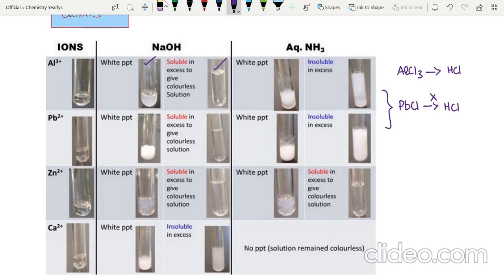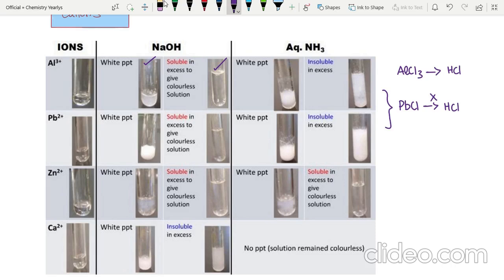Zinc forms just a very small precipitate upon the addition of NaOH, and it rapidly gives a colorless solution upon the addition of excess NaOH. While in ammonia, it also forms the white precipitate and then turns colorless when you add excess of it.